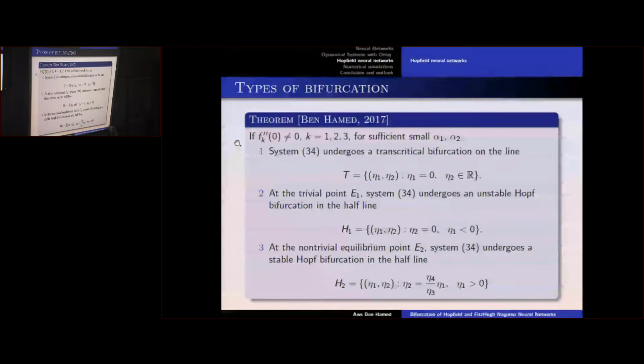Our last theorem here: for sufficiently small alpha 1, alpha 2, system 34, the previous system, undergoes a transcritical bifurcation on the line T, where eta 1 is equal to 0 and eta 2 is real. At the trivial point E1 (0,0), system 34 undergoes an unstable Hopf bifurcation on the half line H1, where eta 2 is equal to 0 and eta 1 is negative. At the non-trivial equilibrium point E2, system 34 undergoes a stable Hopf bifurcation on the half line H2, where eta 2 is equal to eta 4 divided by eta 3 multiplied by eta 1, and eta 1 is positive.